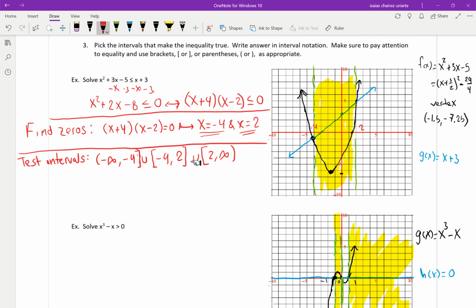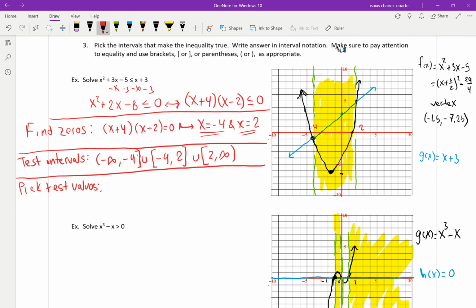And again, the reason why these are brackets is because of the type of inequality that I'm dealing with. In the next example, we should be using parentheses because that's a strict inequality. All right, so these are my test intervals. And now what I'm going to do is from each test interval, I'm going to grab a test value. The way I pick my test values is I just try to make my life simple.